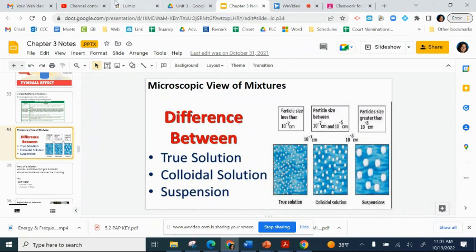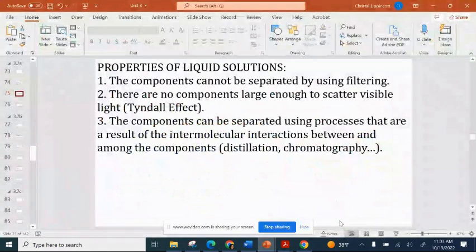Did that help at all, I hope? Yeah. Okay. All right, getting back over to here. So that's the Tyndall effect.